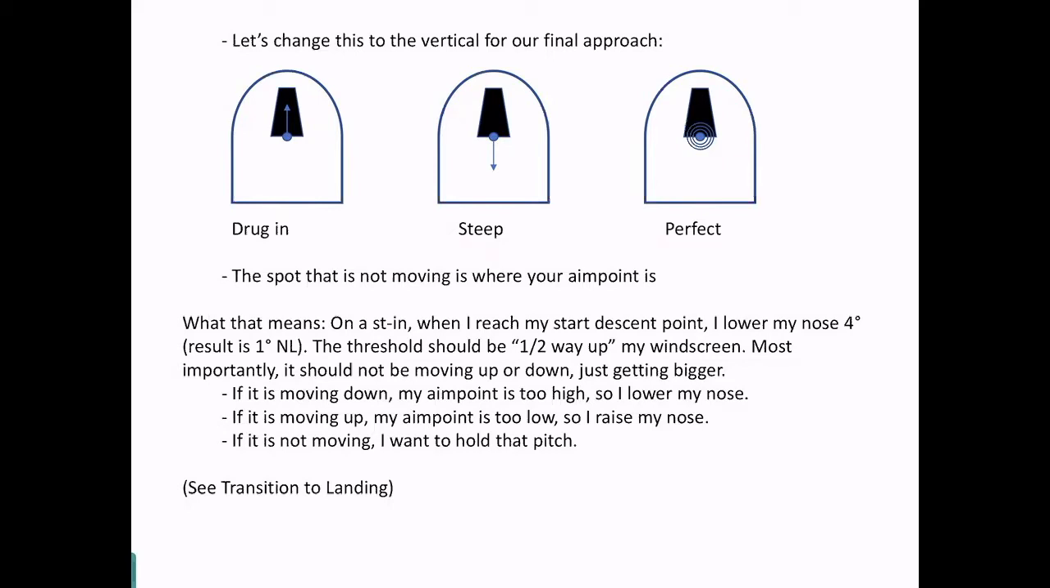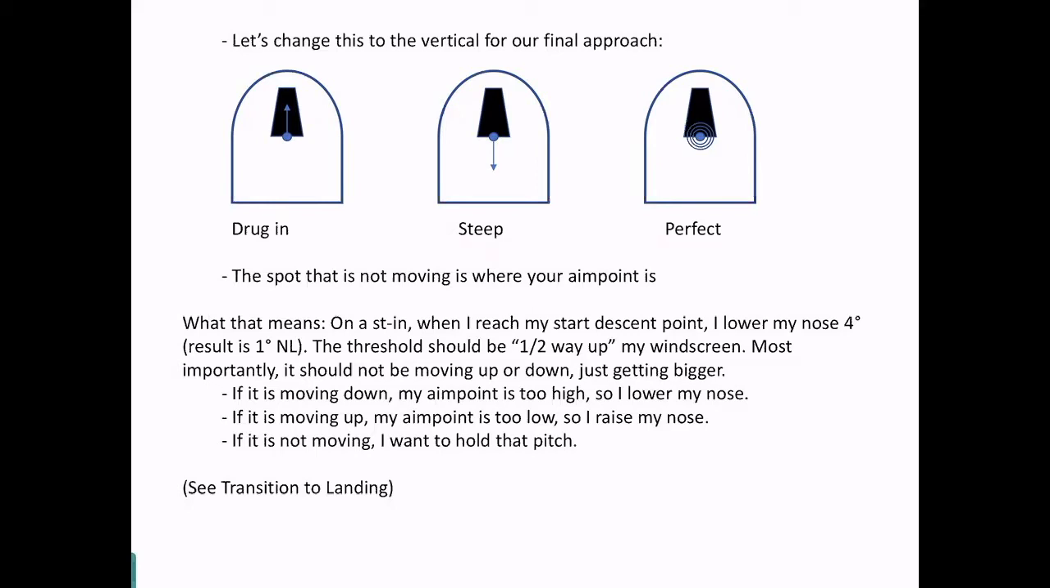So problem with being steep, we tend to get fast, so we pull our power back. So now I'm in a situation where I don't have much power in, and as I try to do that round out and flare, I don't have the power to do it. My airspeed rapidly decreases, and I wind up landing short of the runway. So we don't want to be steep either.